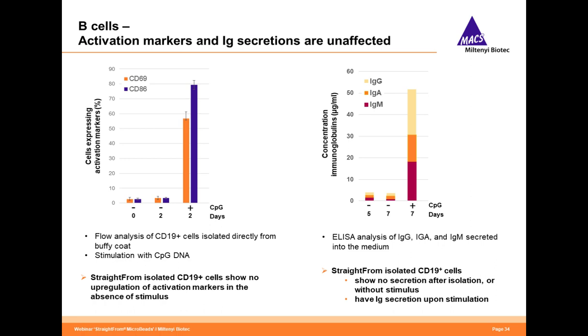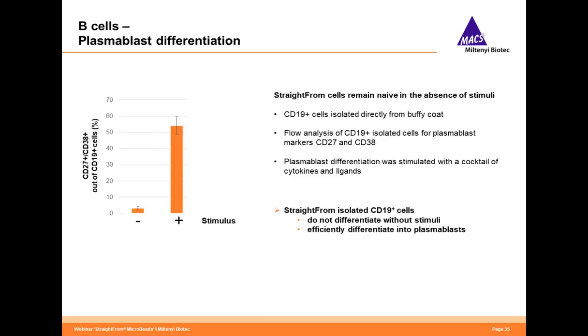What we also analyzed via ELISA was the immunoglobulin secretion of B cells. What you see here is the secretion of IgG, IgA, and IgM into the media after 7 days, so 5 days pre-incubation and then stimulation with CpG. You also see that without any stimulation, no immunoglobulin concentration can be detected within the media.